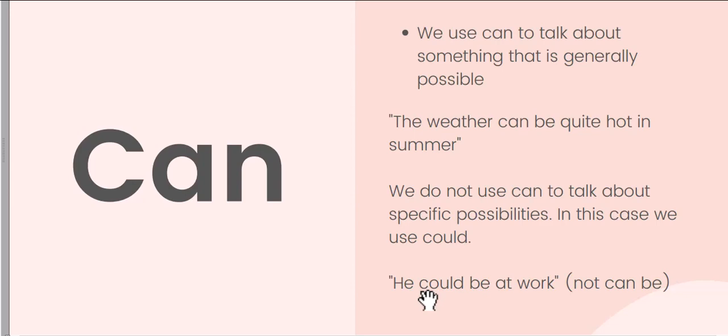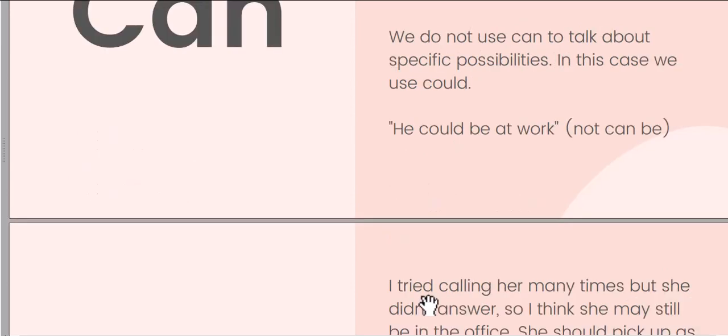We don't use can to talk about specific possibility. In this case, we use could. He could be at work, right?